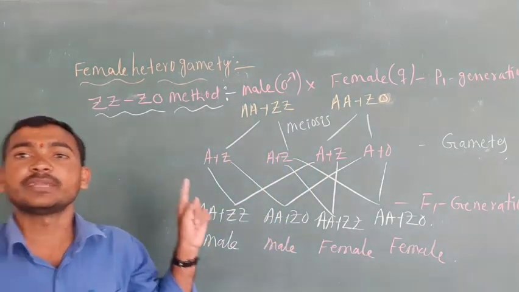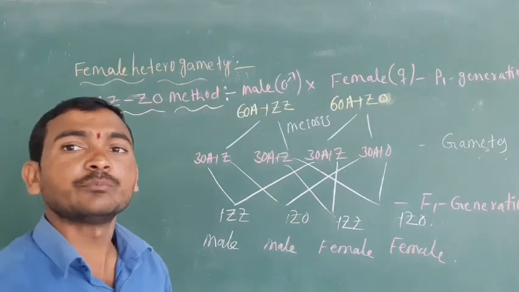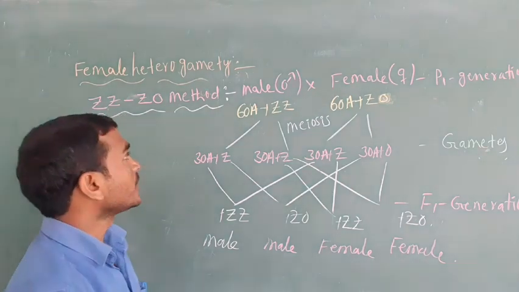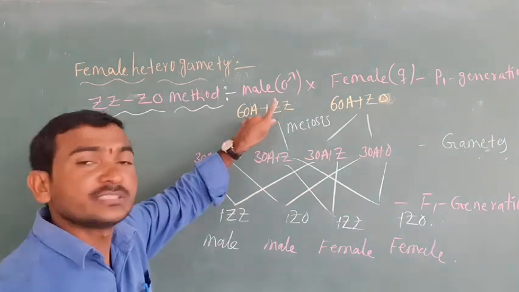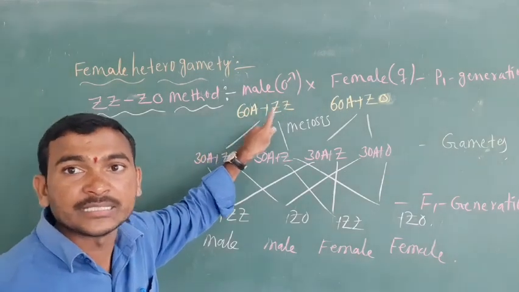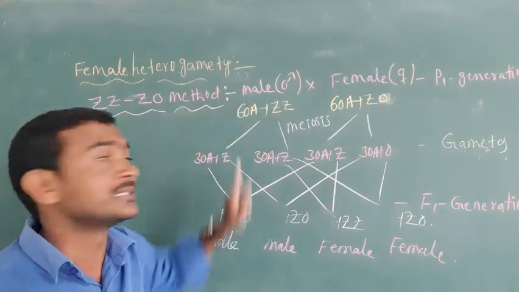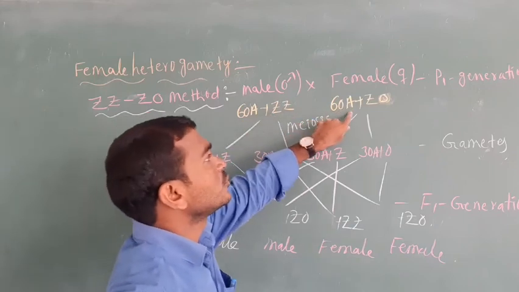Now we are going to explain through the chromosome numbers. With the example, we are taking the butterfly or the moth. In the butterfly, how many chromosomes are there? 60 autosomes, 2 allosomes, which means a total of 62 chromosomes, which means 31 pairs of chromosomes are present. In this, the male has 60 autosomes plus ZZ.